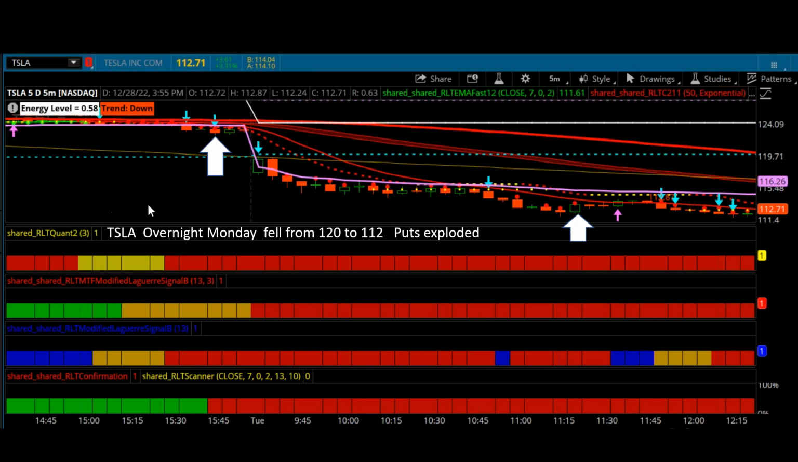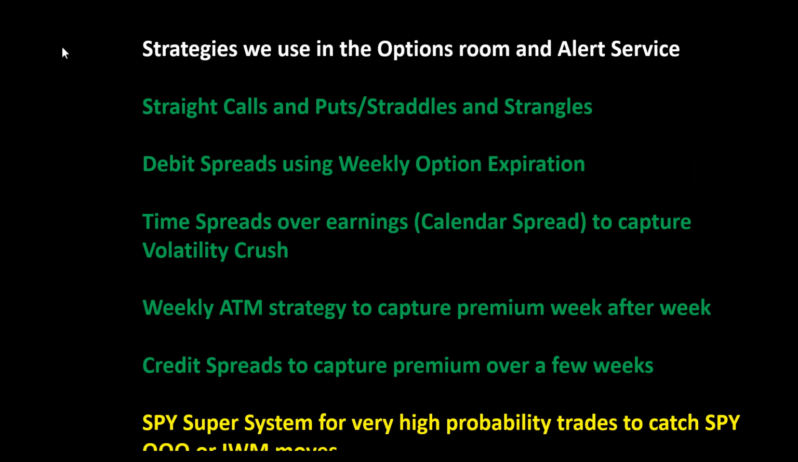All right, good questions. So again, here's what we use in the room and on the alert service. We've been doing this for 4 years here. Straight calls and puts, straddles and strangles. Straddles and strangles are non-directional, and we use these a lot. We had some really nice ones this week. These are stocks that we think are going to move a lot, but we don't know which direction, and we don't really care. We're just waiting for the stock to move.